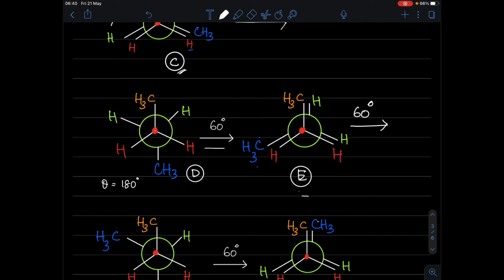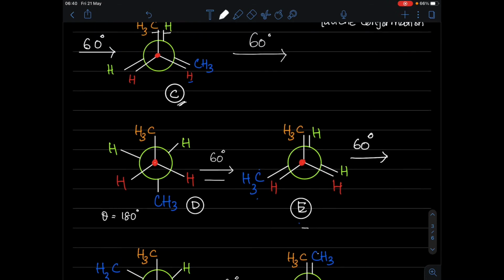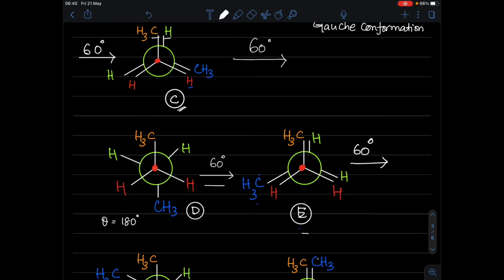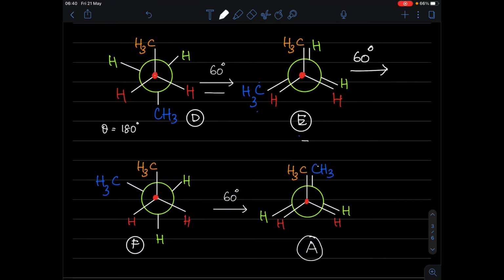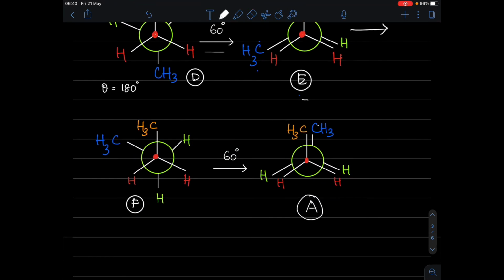Again, this is an eclipsing conformation. This structure is the same as that of the C structure, only it is like a mirror image of it. Rotating through another 60 degrees, we get another structure here.